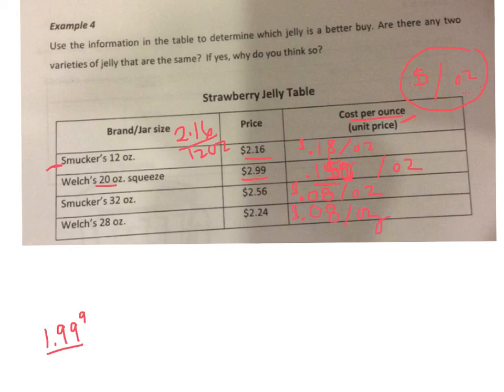All right, so the question is, we have to find which is the better buy, and are any of these the same? You should be able to see that Smuckers and Welch's are the same, and they are the best buy, aren't they? This is 18 cents for an ounce, 15 cents for an ounce, and these last two are only 8 cents for an ounce. So it wouldn't matter whichever one you buy, you're paying the same price per ounce of Smuckers or Welch's. So in that case, buy what you like the best.